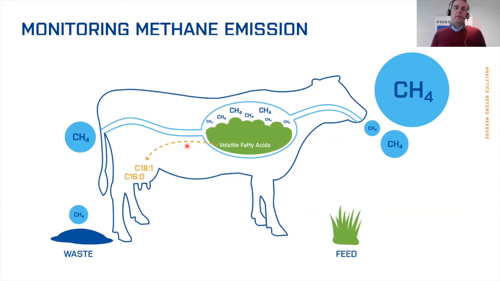Last but not least, an application that we are working on at the moment is to use the fatty acid profile to monitor methane emissions. And this is essentially possible because processes in the rumen of the cow, where most of the methane originates from, correlate very well with what fatty acids we can find in the milk.